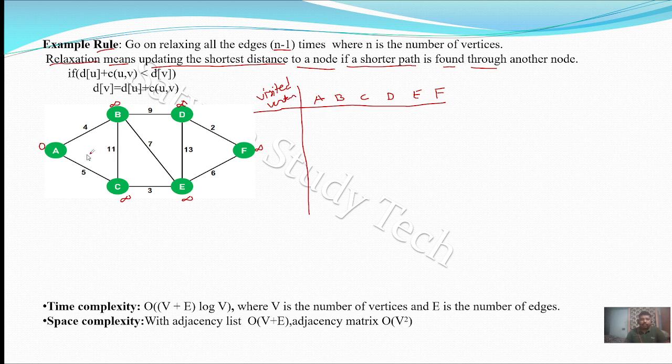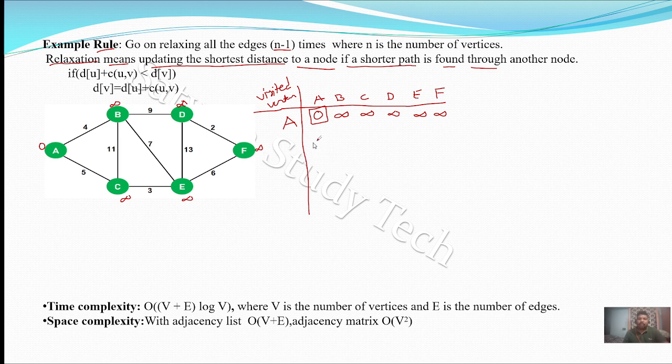For example, in the first case, I consider A as the source vertex. You can take any vertex as the source vertex, but I consider A the initial, source vertex. So it is 0, and all the remaining vertices are infinity. Now we can select the shortest vertex. So here is the shortest. I consider this the shortest vertex. Then A is a visited vertex.